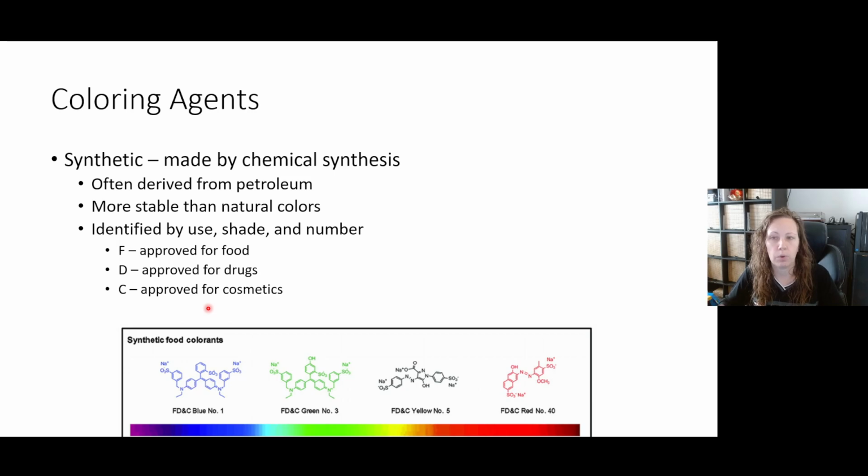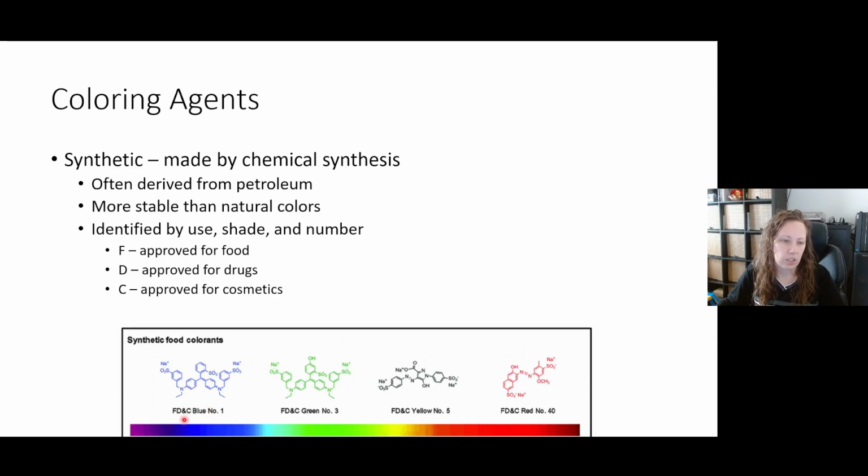So if, for example, they're not approved for use in food, but they are approved in drugs and cosmetics, then the lettering at the beginning would be D and C. If it's only approved for use in cosmetics, but not food or drugs, the lettering at the beginning would just be a C. Okay. Most often, the ones that we see in food are all of the above, F, D, and C. So food, drugs, and cosmetics.